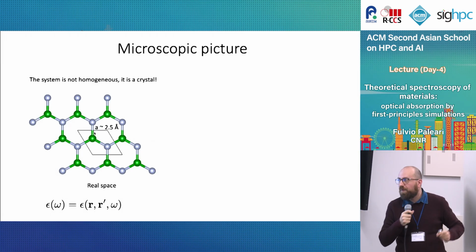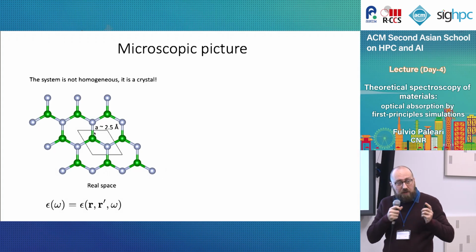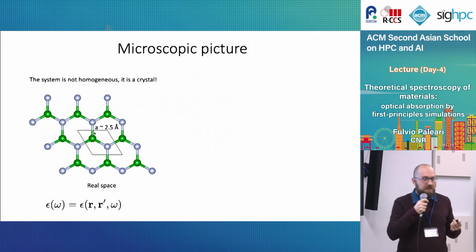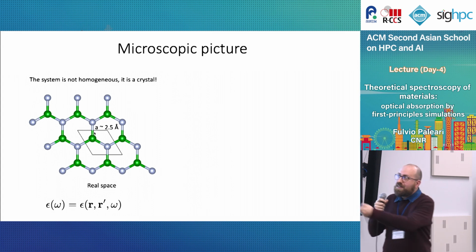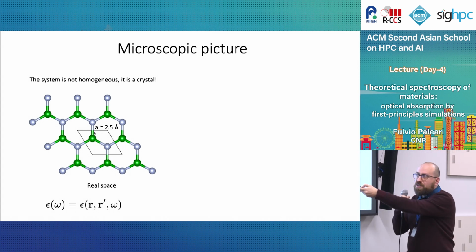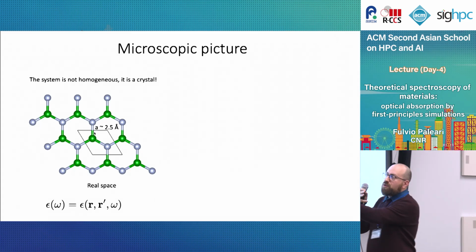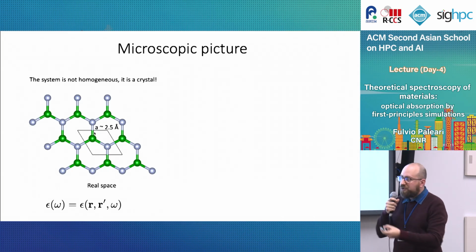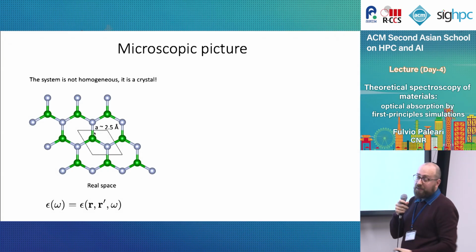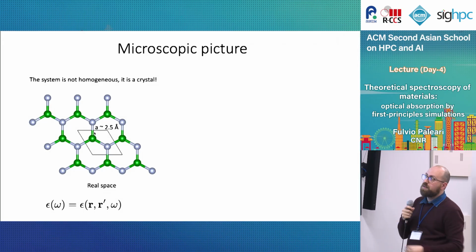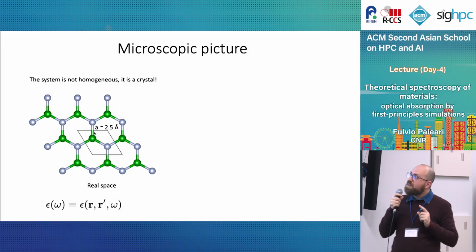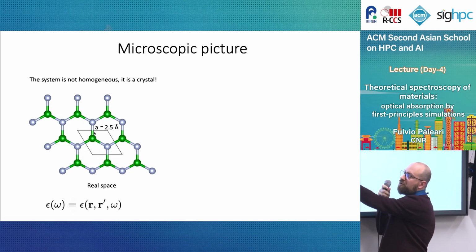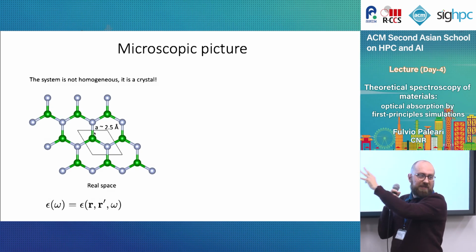So we go to the microscopic scale, and now the system is not homogeneous anymore. Before I took the assumption that the system is homogeneous, but it's not, at least not on the scale of a few angstrom, which is the lattice constants of the crystals. It's not homogeneous, of course, because it's a crystal. And so it means that microscopically, the dielectric function depends on the position. It non-locally depends on two positions. But even if the system is not homogeneous, at least it is periodic. So it is an infinite repetition of this unit cell forever.